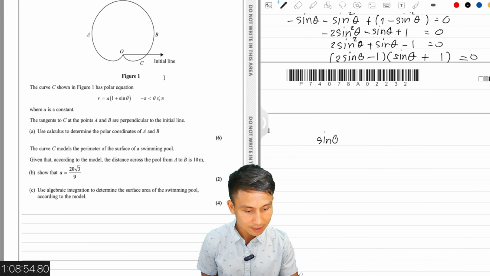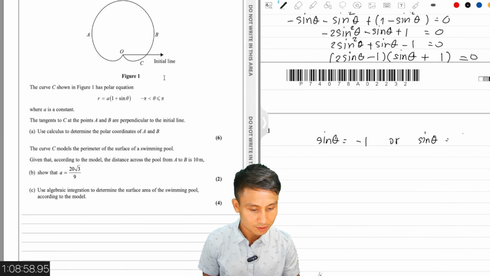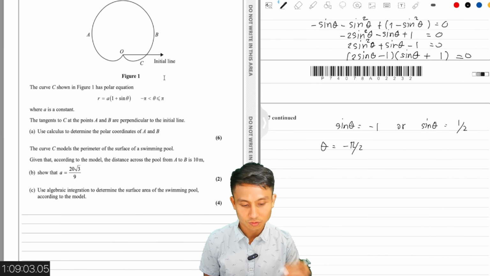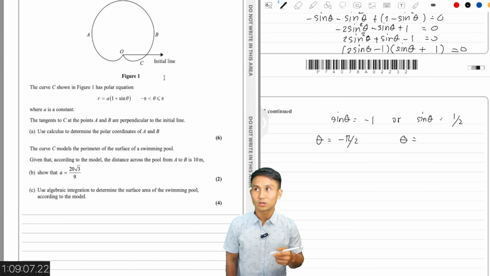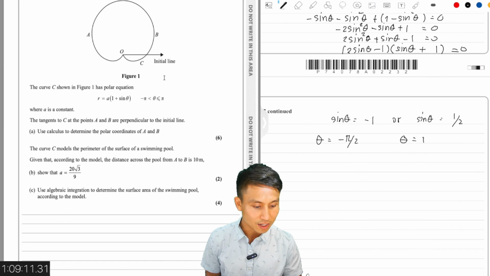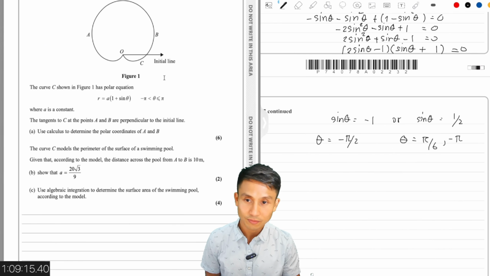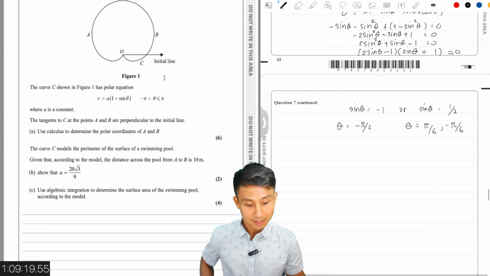So sine theta is minus 1 or sine theta is 1 over 2. Again, the minus 1 is going to give me minus pi over 2. I remember that. But this one, 1 over 2, well, I know that arcsine 1 over 2 is pi over 6. So pi over 6 is in the range. Can I get minus pi over 6? Yes, absolutely. So 2 answers there.